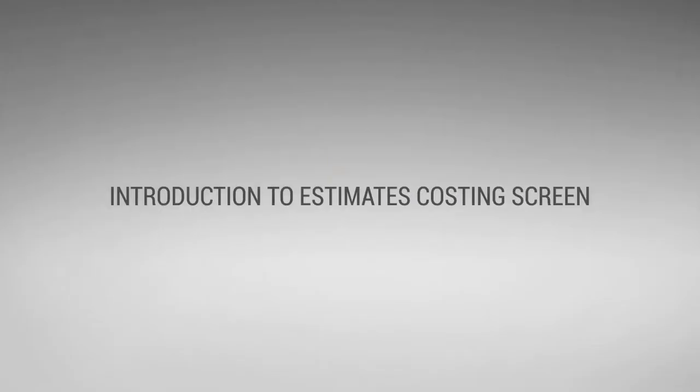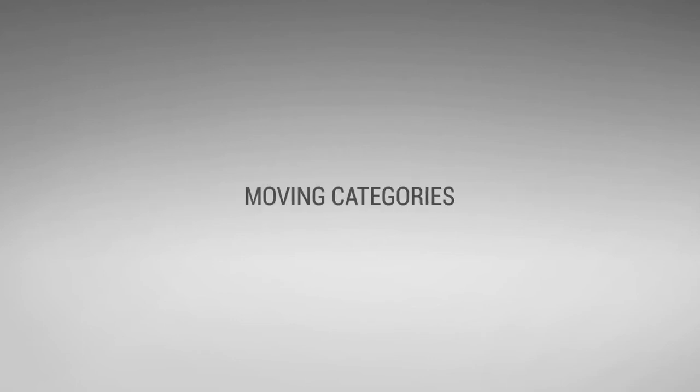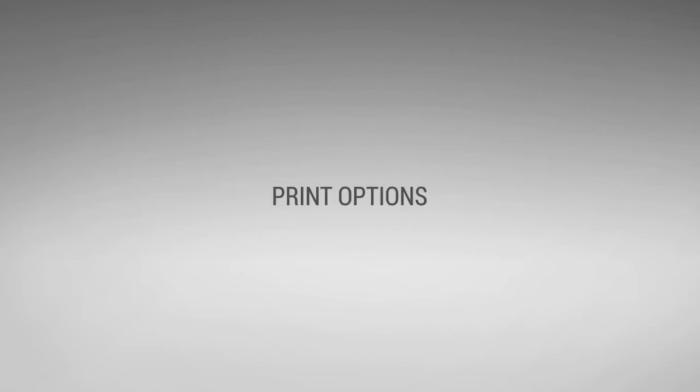In this video, we're going to go through an introduction to the estimate costing screen, and we're going to look at things like moving the categories around, deleting them, and copying them, and also look into searching through the price list items and adding your own into the pricing, as well as some of the print options.